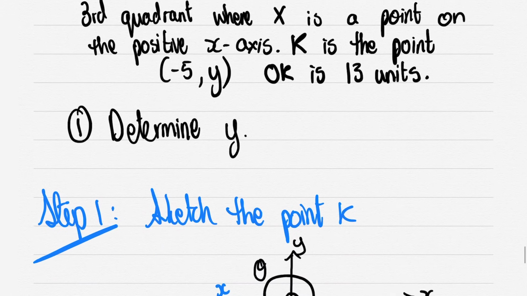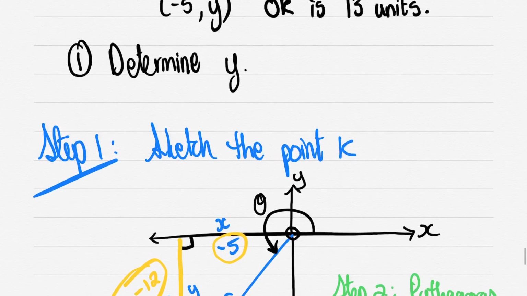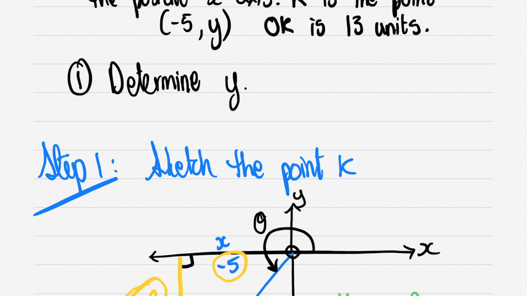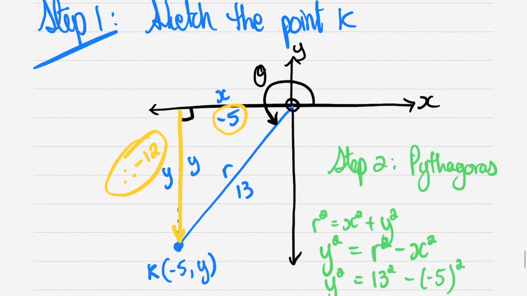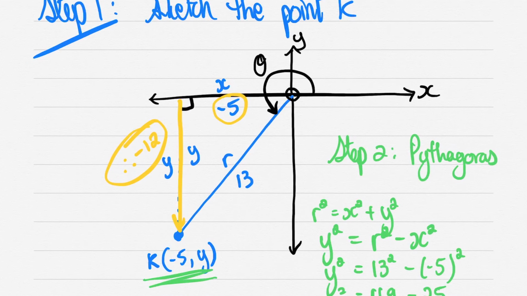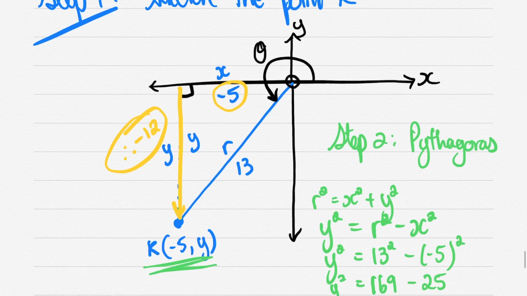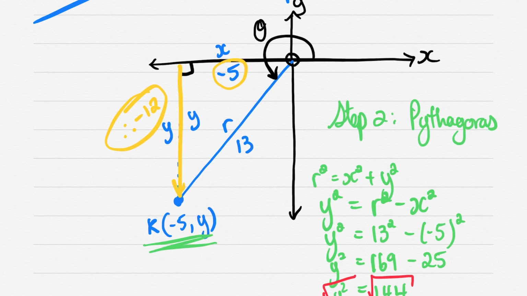Okay, so we've got -5y. OK is 13 units. That means that your point from origin to your point K is 13 units. That means that your r value is 13. Just reiterating that you understand it. Now remember that 13, that r value is always positive. Our x is -5. We've calculated through Pythagoras in step 2 that we get -12.